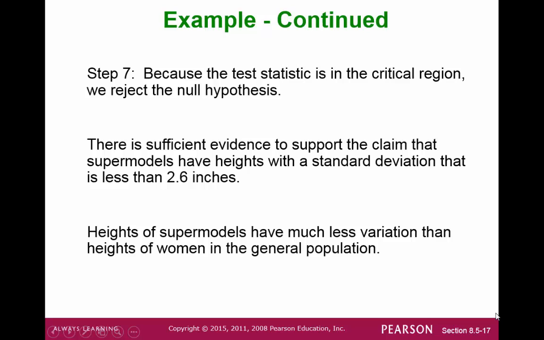And because we rejected our null hypothesis, we can then conclude there is sufficient evidence to support the claim that supermodels have a height with a standard deviation that's less than 2.6. So we rejected the null hypothesis that says our standard deviation was equal to 2.6, and so we should be able to support the original claim.